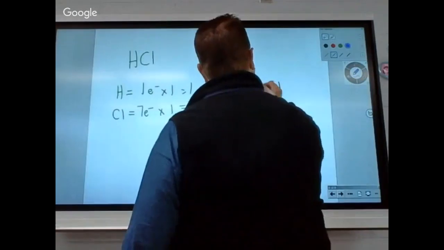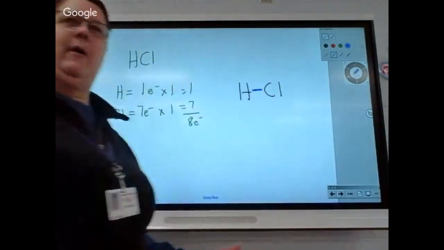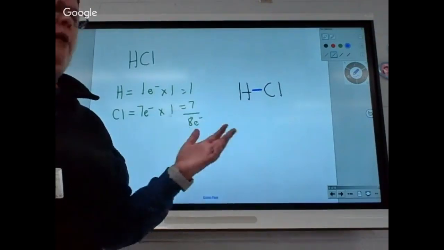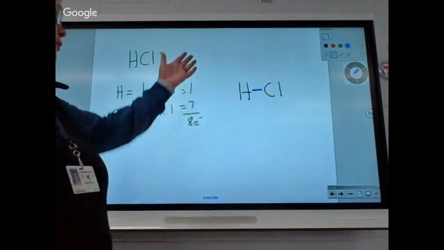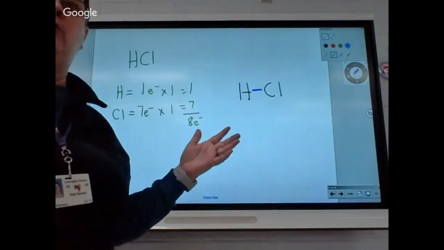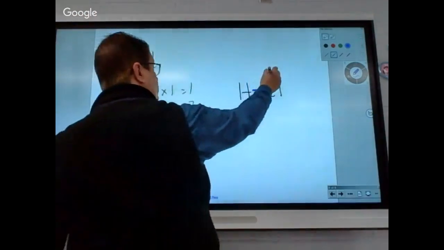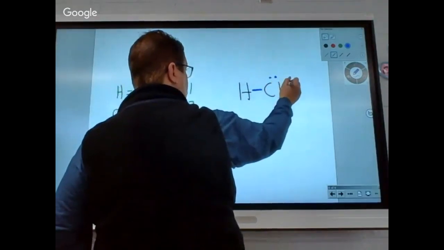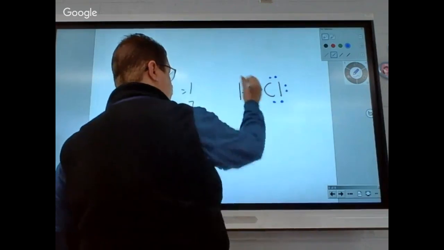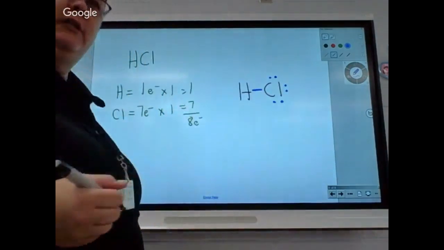All right, so what did we just say about H? It has no dots, no extra stuff, so those 2 are the 2 it gets. So where are the other 6 going to have to go? Around Cl. Does chlorine have its 8? Yes. Does H have its 2? Yeah. It's done.